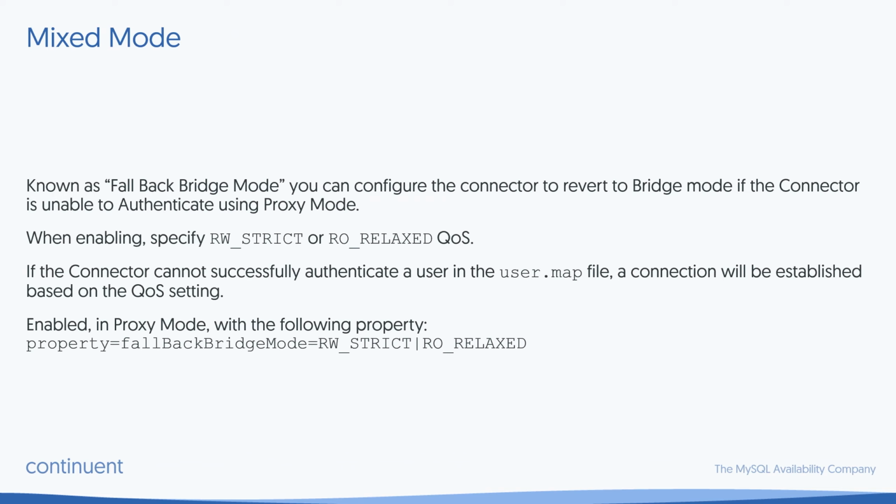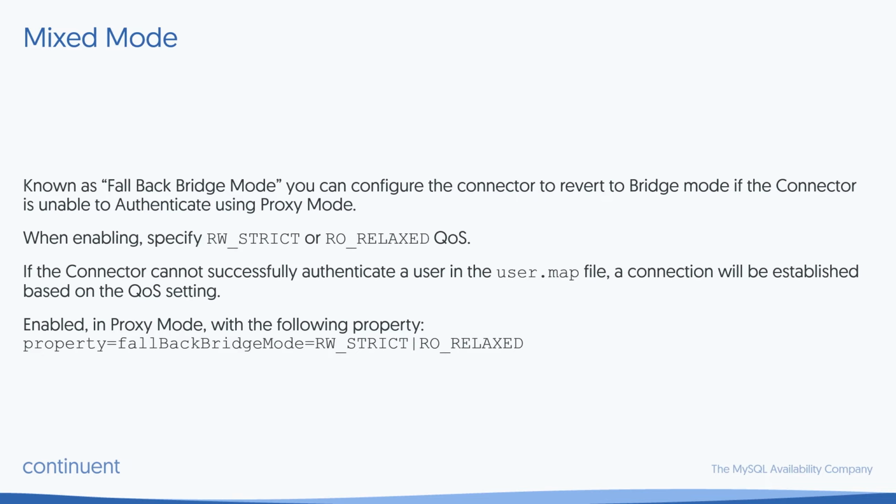So RW strict means always go to the primary and RO relaxed to a replica. Obviously, this comes with a warning that if a connection falls back to Bridge Mode, then that connection will not have the benefits of Proxy Mode and could behave in a way that you may not expect. So it's always good to have a proper procedure in place when creating new users, but this option provides you with a bit of a safety net.